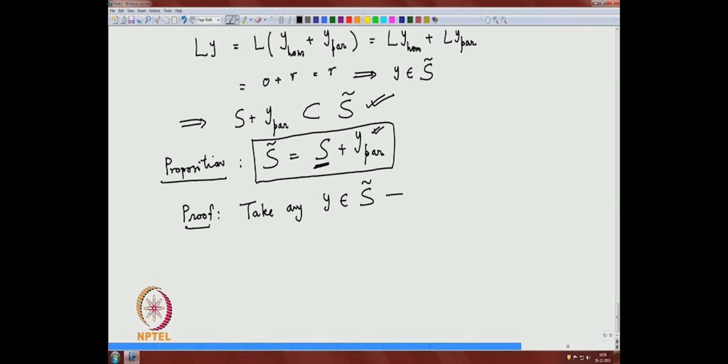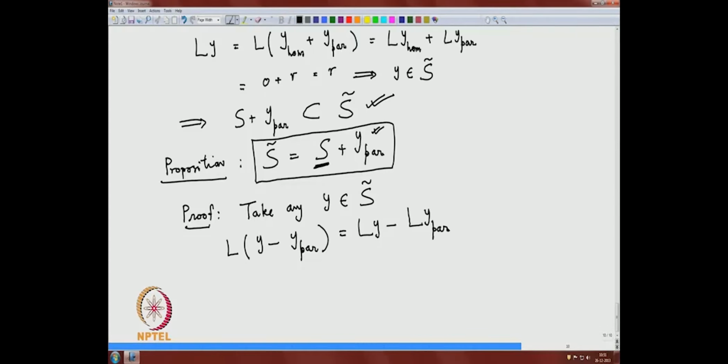That implies, now consider L of y minus y particular again. You consider this, that implies L of y minus L of y particular.